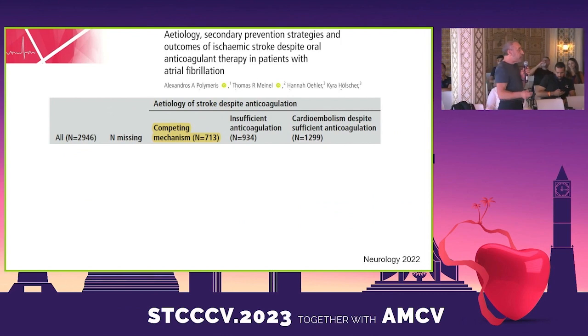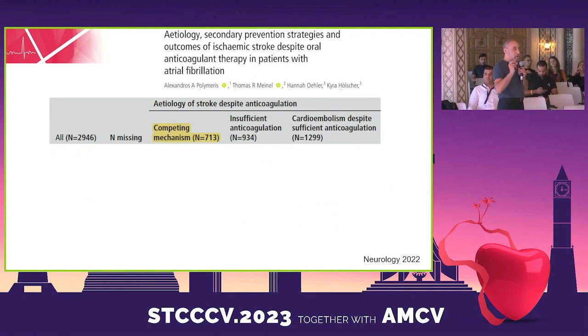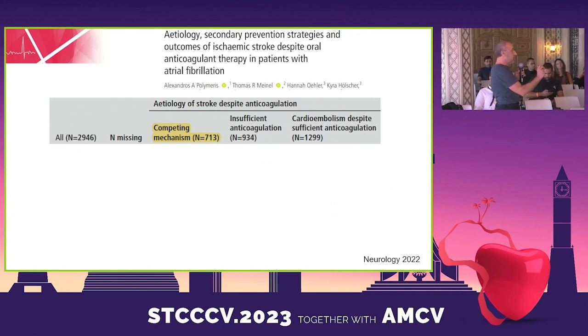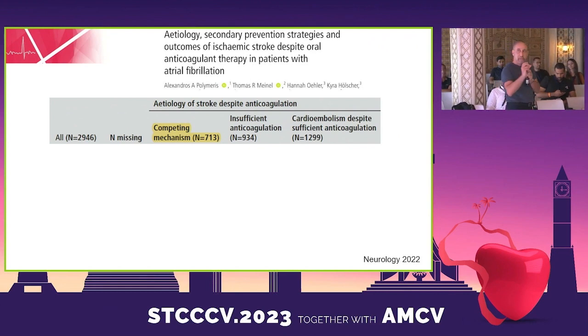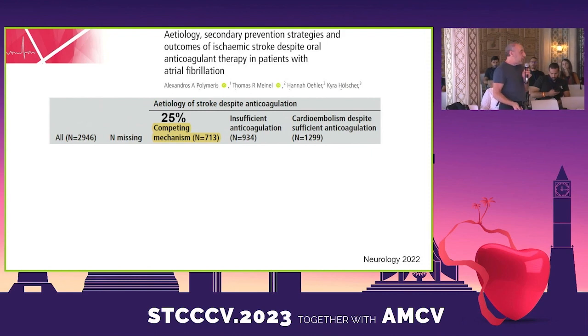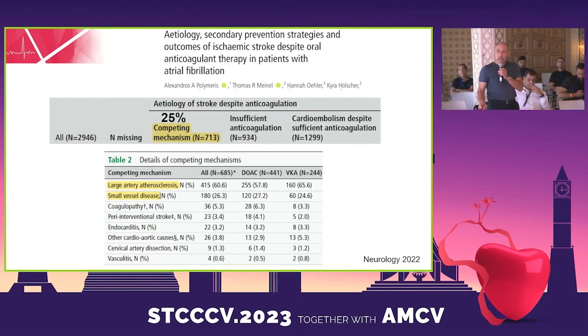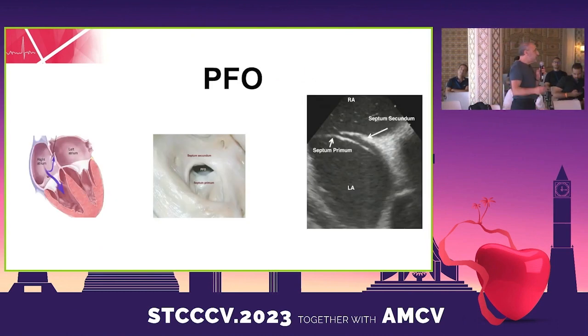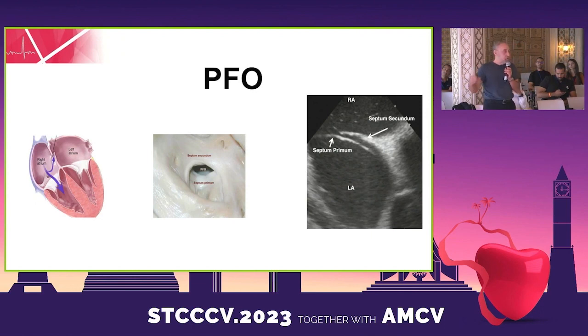But we have to keep in mind that not all ischemic strokes occurring under DOAC are cardioembolic. There is a significant proportion of competing mechanisms, about 25%, mainly atherothrombosis and small vessel disease, but also PFO, which is increasingly recognized as a common cause of ischemic stroke in the elderly.